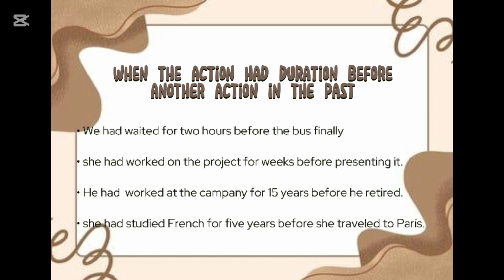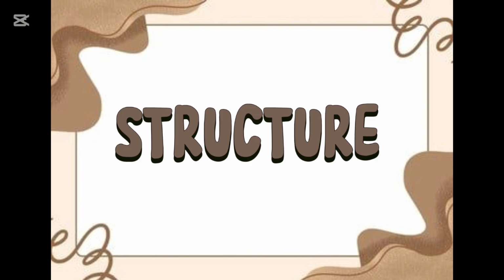When the action had a duration before another action in the past, for example, we had waited for 2 hours before the bus finally arrived. She had worked on the project for weeks before presenting it. He had worked at the company for 15 years before he retired. She had studied French for 5 years before she traveled to Paris.